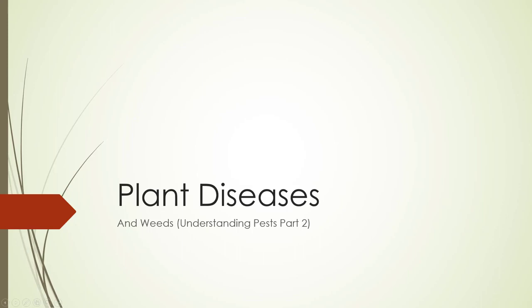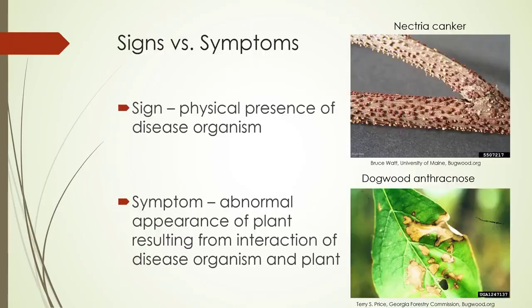Okay, so part two of this understanding pests is going to be looking at plant diseases and weeds. So you have signs versus symptoms. Signs are the physical presence of a disease organism. In this case, we've got Nectria canker, and so the fruiting bodies on this stem are the sign of the disease. A symptom is the result of an interaction of a disease organism and the plant. So here we have dogwood anthracnose, and the leaf has actually changed form because of the disease.